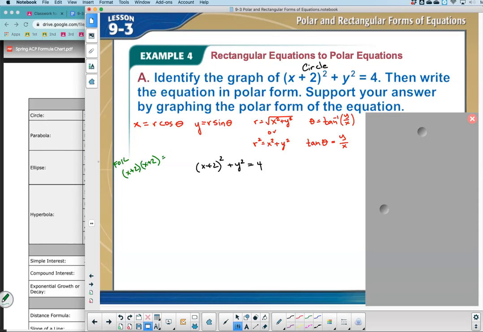If I want to simplify that, what is x times x? X squared. X times 2 is 2x. 2 times x is 2x. And 2 times 2 is 4. What I'm going to first do is rewrite this, and we'll say this is x squared plus 2x plus 2x, which is 4x, plus 4, plus y squared equals 4.